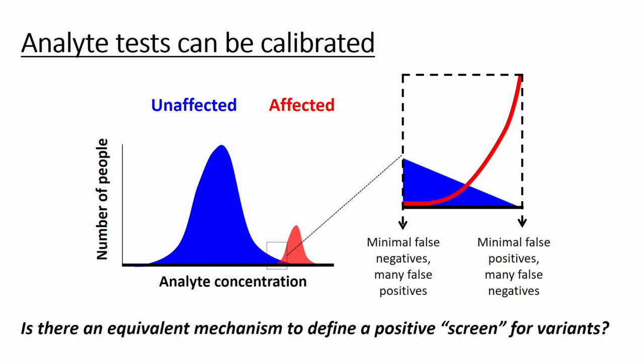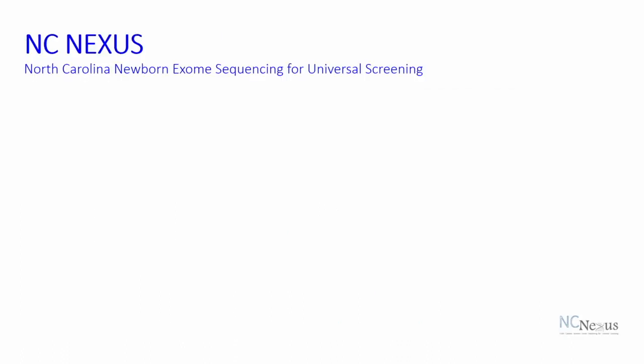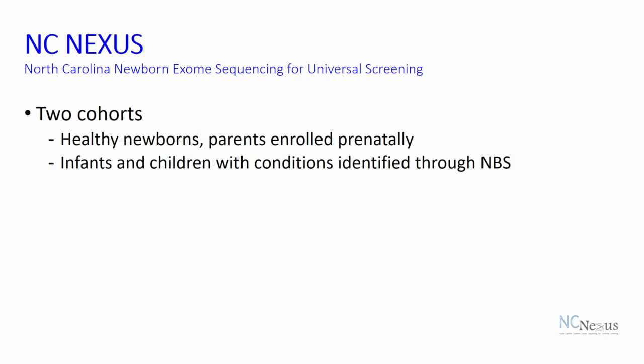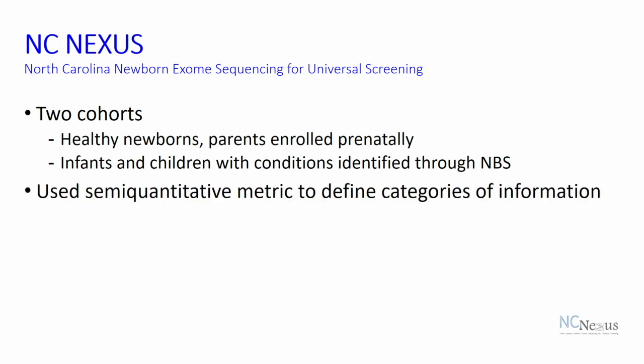The question I raise is, is there an equivalent mechanism to define what is a positive screen for genetic variants? We've been addressing this question in the NC NEXUS project, in which we have 2 cohorts, one of which is healthy newborns, and we're enrolling the parents prenatally, so we've identified them through the healthy obstetric clinics, as well as a cohort of infants and children where we already know that they have conditions that are identified through newborn screening. We used the semi-quantitative metric that I showed you previously to define categories of information that we would return, and I'll show you that on the next slide.